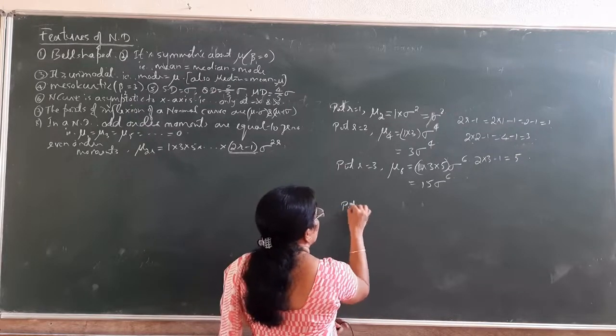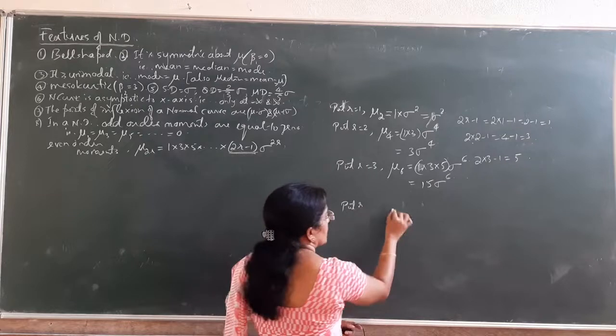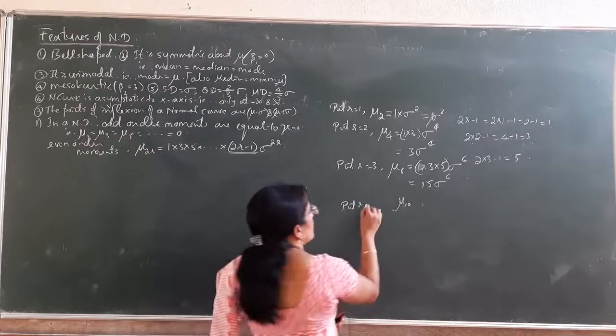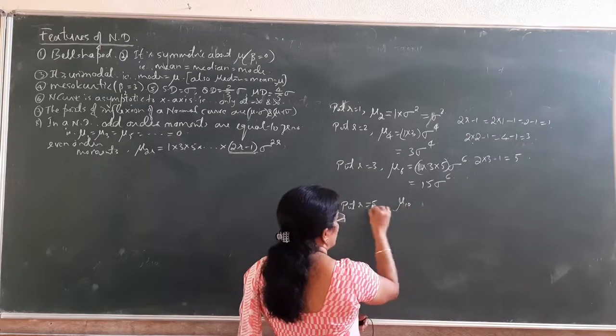Now, suppose I want to find mu 10. It is an even order moment. Now, put r is equal to 5, since 10 divided by 2 is 5, right?